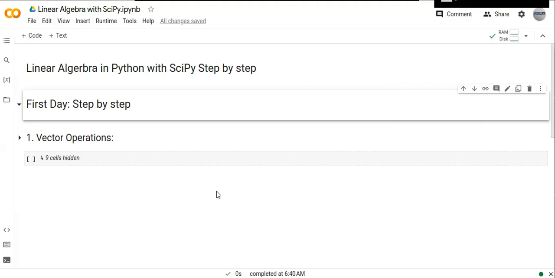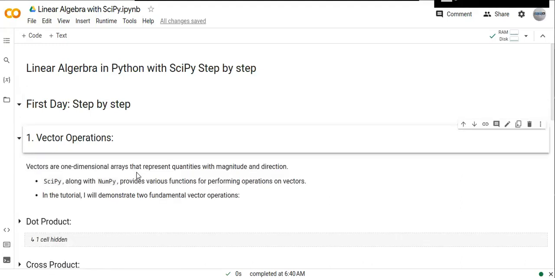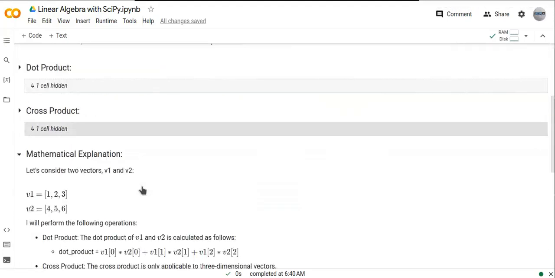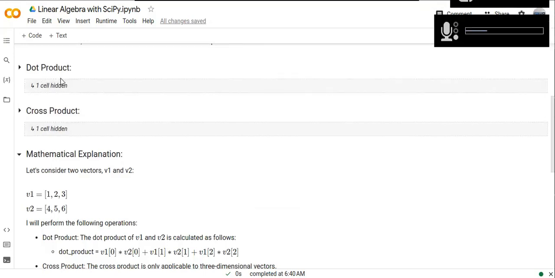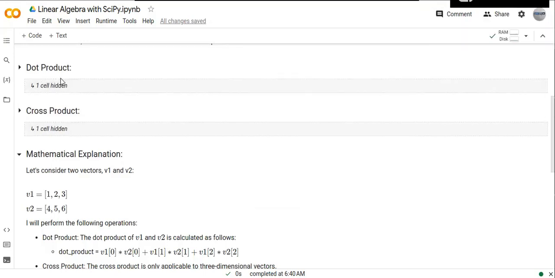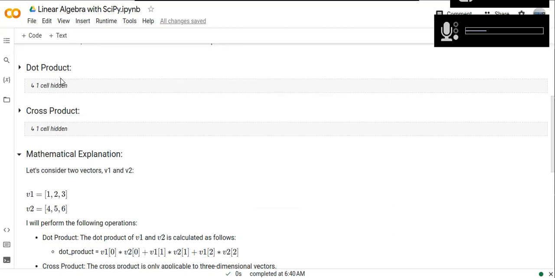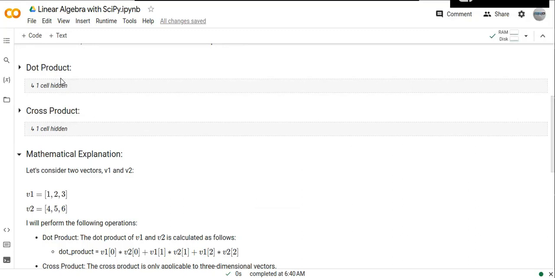In this tutorial, I will demonstrate two fundamental vector operations, which are the dot product. The dot product, also known as the scalar product of the two vectors, measures the similarity between the two vectors, and it returns a scalar value and is defined as the sum of the element-wise products of the two vectors.